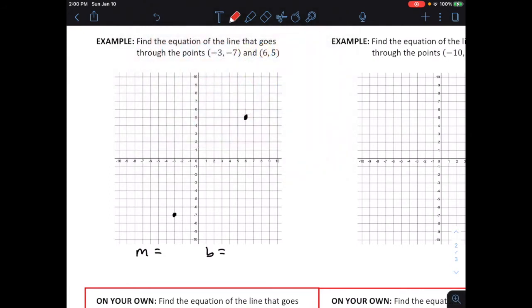But the key here is the left-hand point is lower than the right-hand point. So that means our slope is positive. The line is going up. So I'm going to go ahead and go up as far as I need to. I need to go to there. And then I need to go to the right.